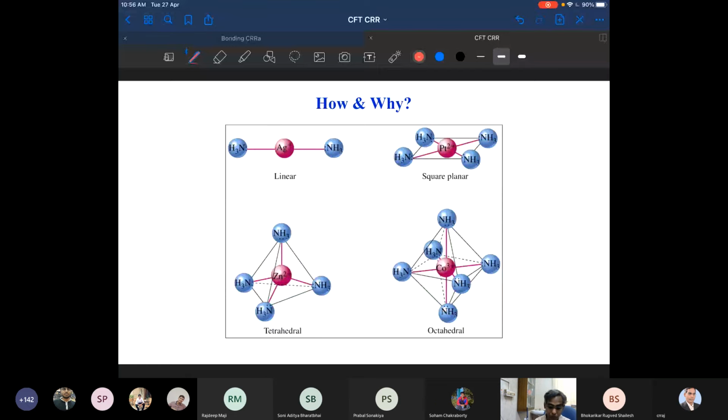Now I have given 3 to 4 different geometries, or shapes of the molecule. Here I have a linear, here I have a square planar, and here I have a tetrahedral.